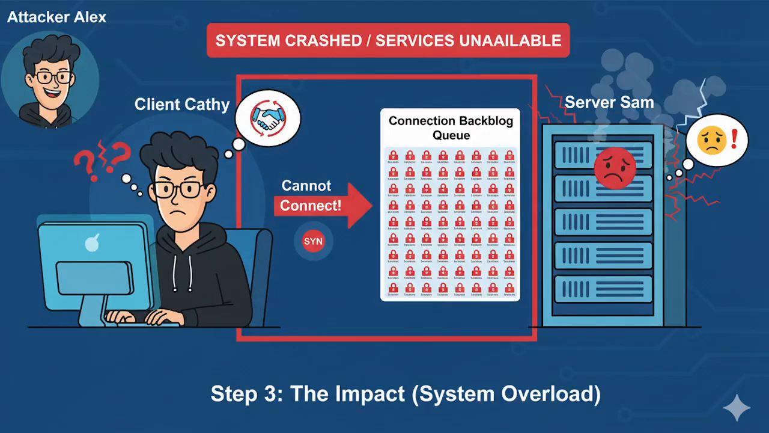Step 3. The impact. The server's SYN connection table, known as the backlog queue, quickly fills up with all the half-open connections from the attacker Alex's fake SYN requests. This means that legitimate clients like Kathy can no longer establish new connections because there is no room left. Sam becomes overwhelmed and can no longer serve real users. So this is about the SYN flood.